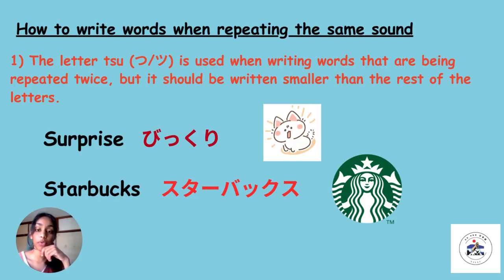And another example in katakana is Starbucks, my favorite coffee shop. And the way that they say Starbucks in Japanese is Starbucks. And you might have noticed again that the ku sound is being repeated. So when you want that specific letter to be repeated twice, you just add a little tsu in front of the letter, and then it indicates that that specific letter is being repeated.